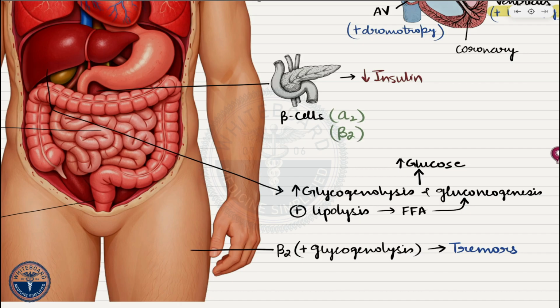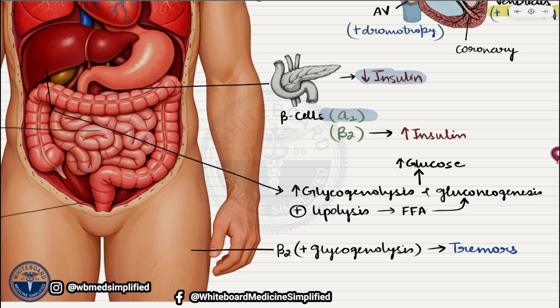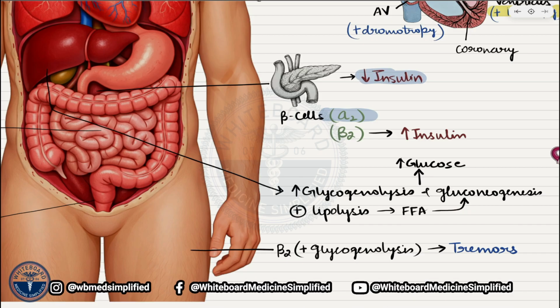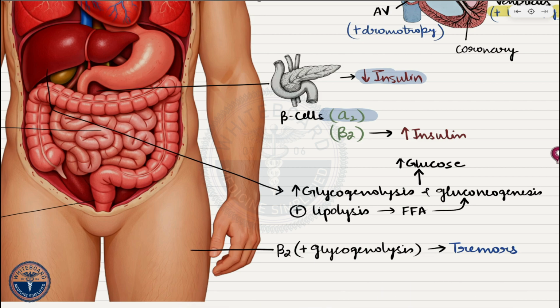Another important metabolic effect of beta-2 receptors is their action on the pancreatic beta cells. Since beta-2 receptors are GS coupled, their stimulation increases cyclic AMP levels and promotes insulin secretion. However, remember that pancreatic beta cells also contain alpha-2 receptors, which inhibit insulin release. So, who's gonna win? During sympathetic activation, the inhibitory alpha-2 effect generally predominates. Now, you may wonder why the body would want to suppress insulin during a fight or flight response. The reason is actually quite logical.